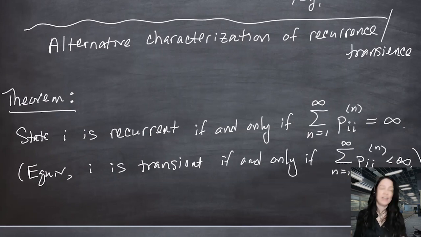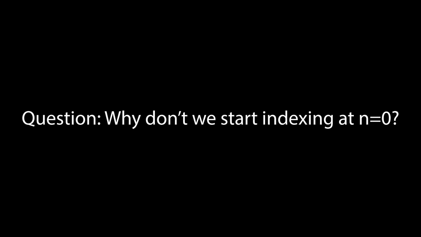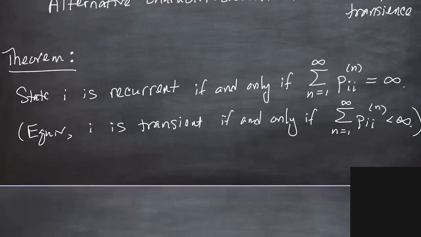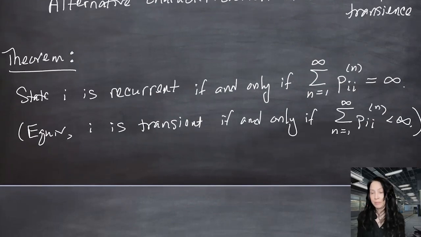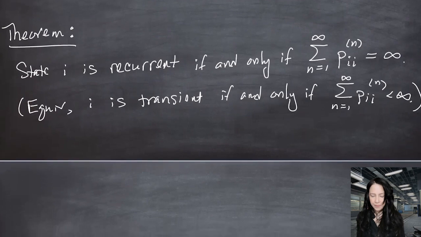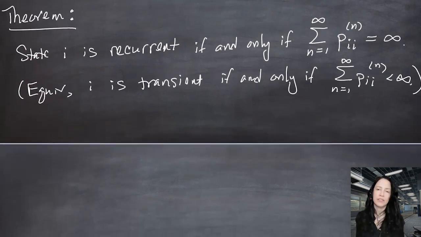We're going to prove it, and it's not hard at all. But does this make sense? Is there anything I can clear up? Yeah. So the probability going from i to i in zero steps is always one. So if you add that to infinity, it's still infinite. And if you add that to something finite, it's still finite. So you can. Yeah, I don't know why I don't do that. You absolutely can do that.